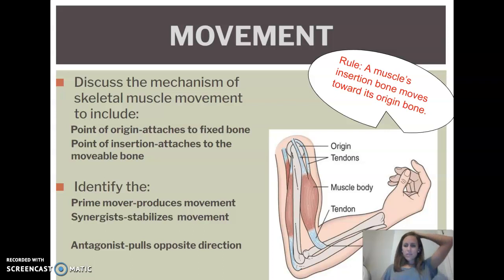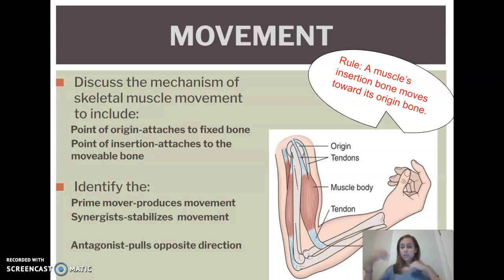Then just some other vocab that we need to know for this unit: prime mover, synergist, and antagonist. So the prime mover basically means which muscle is the primary muscle that makes that movement happen. Okay, so when we were talking about flexion of the elbow, or bending of the elbow, the prime mover of that motion is the biceps brachii, because when it contracts, it primarily is the main thing that bends the elbow, okay?